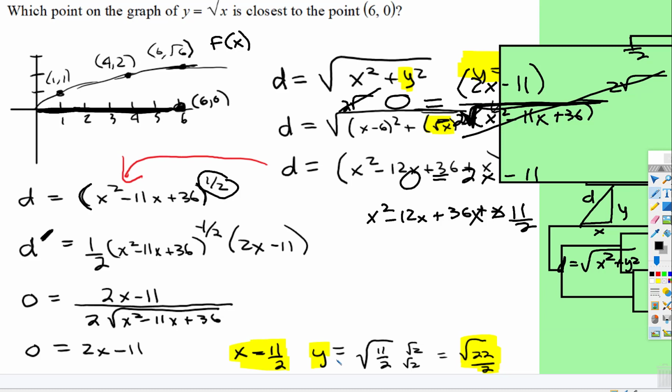And then, since y is equal to the square root of x, we just have to do this, the square root of 11/2, then we multiply top and bottom by the square root of 2 because we don't want to leave a radical in the denominator. So that distance, that's the shortest distance on this graph. So somewhere, wherever that is, that distance will be the square root of 22 over 2. And you could put that in your calculator and get the decimal approximation of that. All right, that's it.